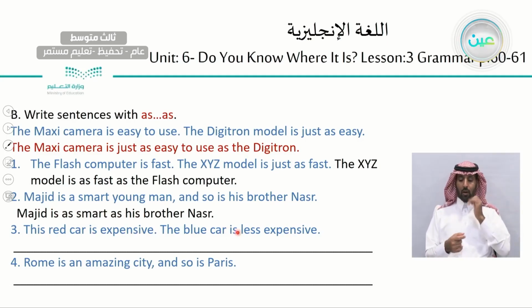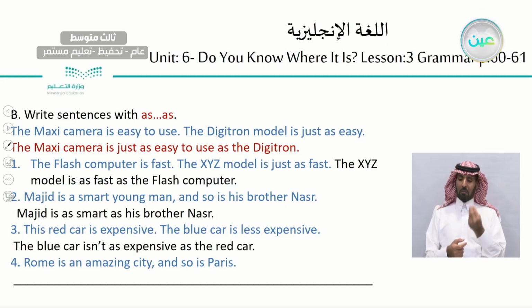Okay. 3, this red car is expensive. The blue car is less expensive. Okay. The blue car isn't, because they are different. Here, this is expensive, and here, it's less expensive. So we use the negative here. The blue car isn't as expensive as the red car.